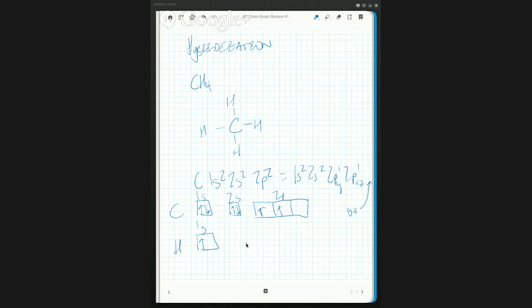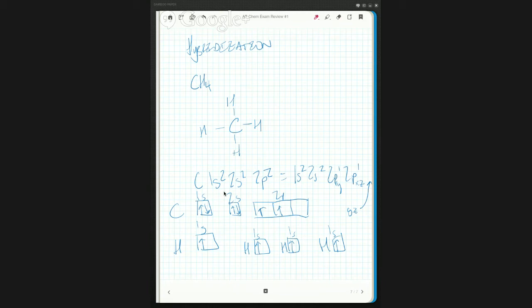So let's say that we have another hydrogen with its 1s, and we have another hydrogen with its 1s. Here's a hydrogen, and here's another hydrogen with its 1s. Okay, and I'm going to go ahead and make these red for this.